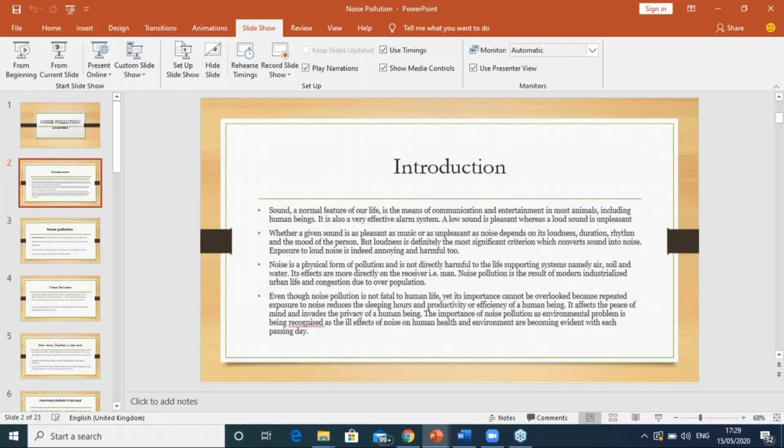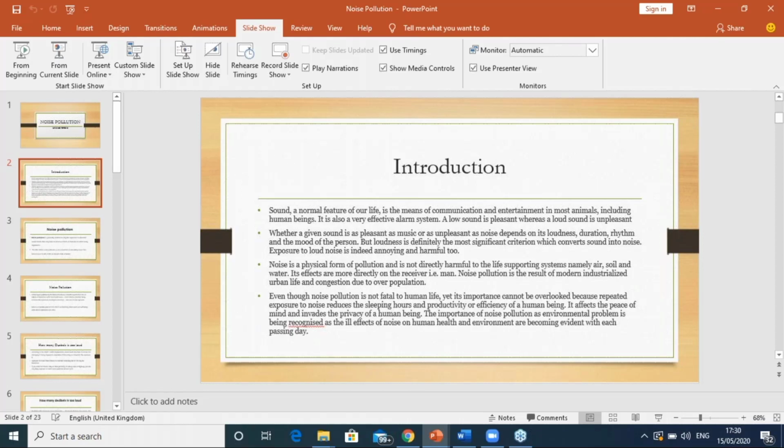So whether a given sound is as pleasant as a music or as unpleasant as noise depends on its loudness, its duration, the rhythm, and of course the mood of the person. Now let me explain that so you understand it. Number one is loudness. When it becomes too loud, it becomes unpleasing. But when it's not loud, it is pleasing to the hearer.